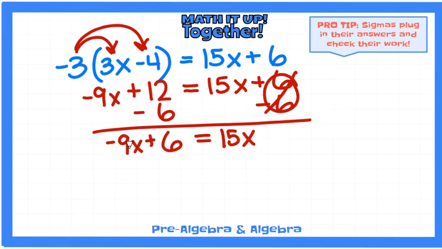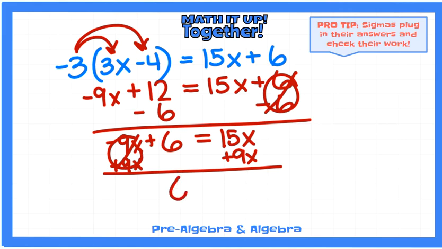9x there. Okay, so now I need to get all my x's on one side. So I'm going to turn this -9x into a 0 by adding a +9x to it. And of course, I'm going to do that to both sides. So this turns into 0. The 6 comes down. And now I have 15x plus 9x, which is going to give me 24x.